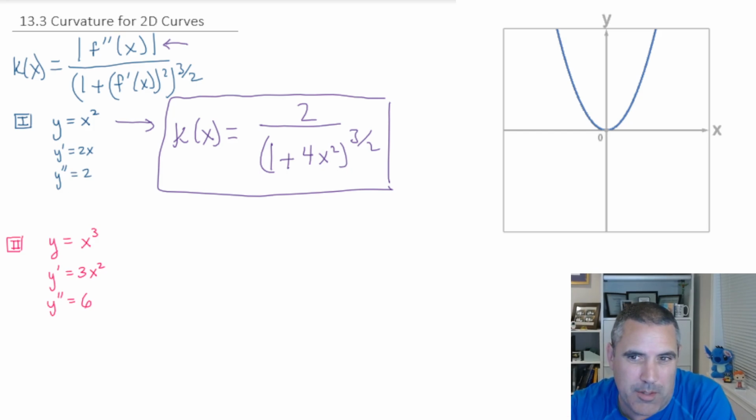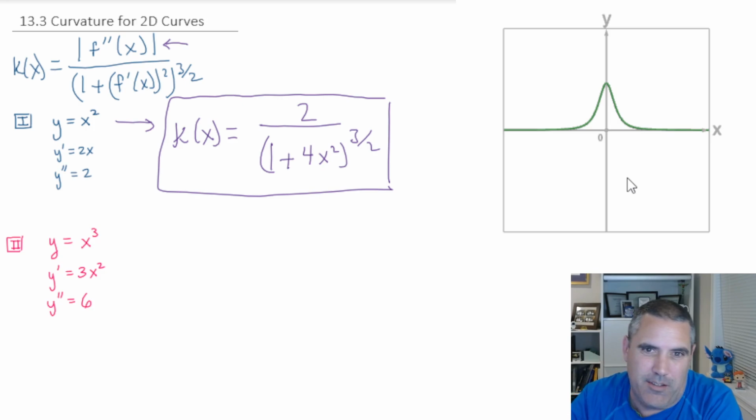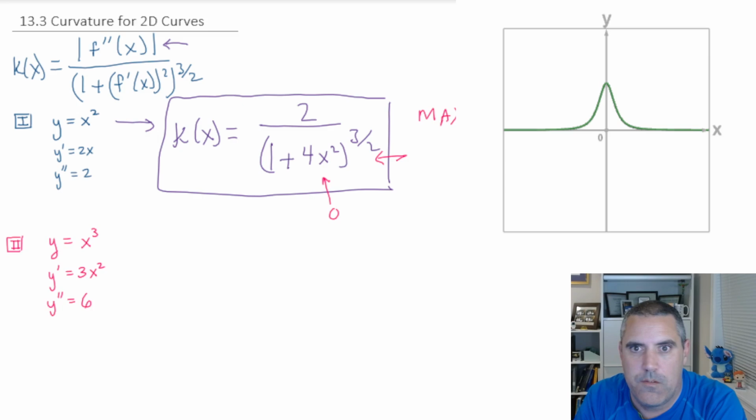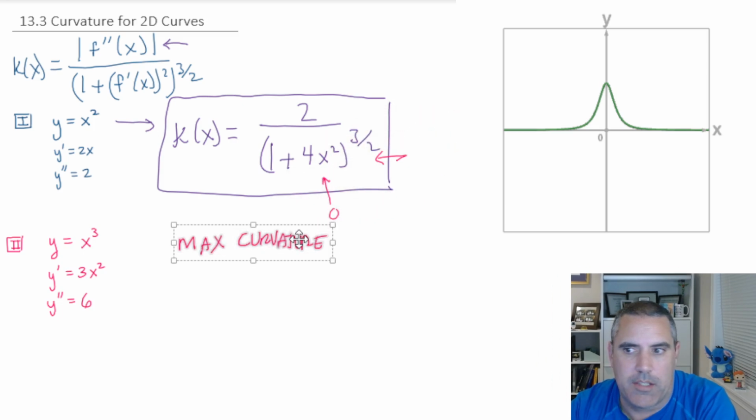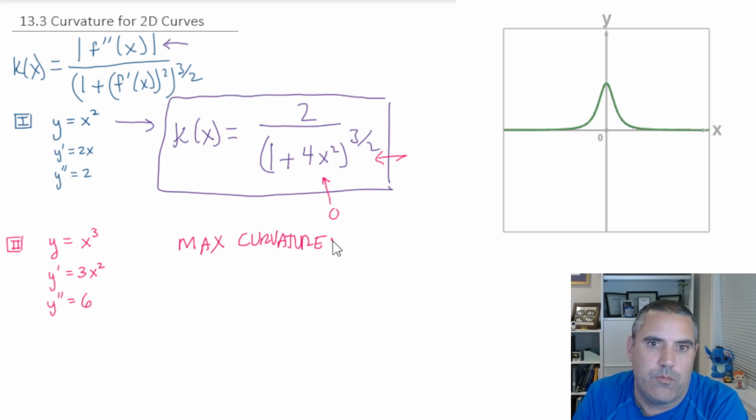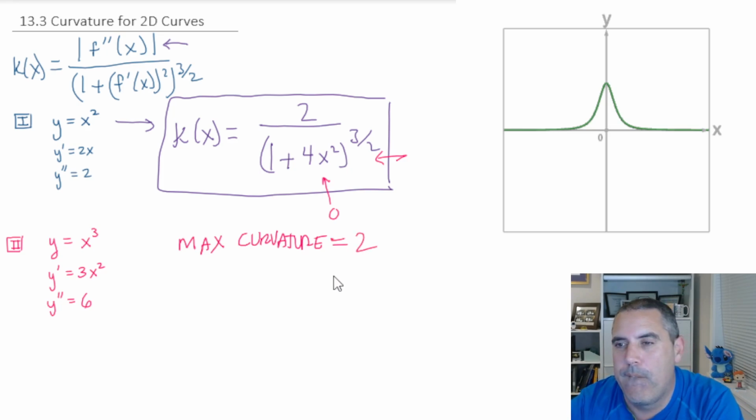And here's the curvature, but I'm going to lay it right on top of it. And it says the curvature is biggest at 0. So I get rid of this. So it's a totally new function. Now I can already tell that the maximum of this is at 0, simply because the denominator is smallest when this is 0, because everything else there is positive. So I can actually tell that the max curvature, which is kind of an interesting question, is 2, and it happens at 0. That's what we're seeing.